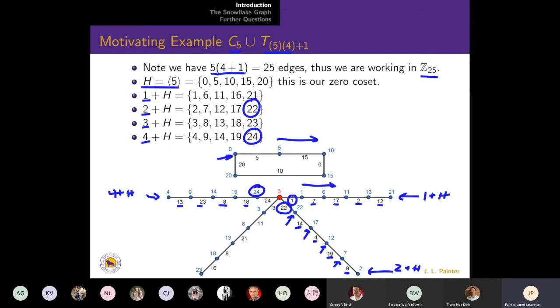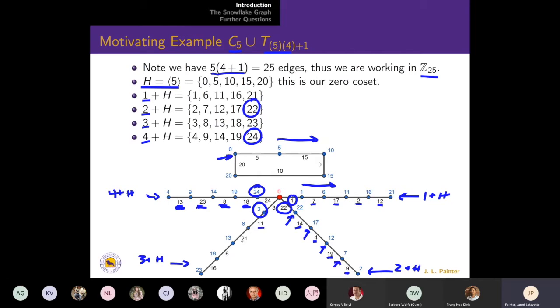So if I add something from the 4 plus H coset, well, 4 plus 4 is 8, mod 5, you get 3. So when I go back and add 2 things up, I get something back in coset number 3. And then you can see I have everything there from coset 3 on those edge labels, except I'm missing the 3. So that's why when I start labeling from the 3 plus H coset down on this other branch, I start with 3.